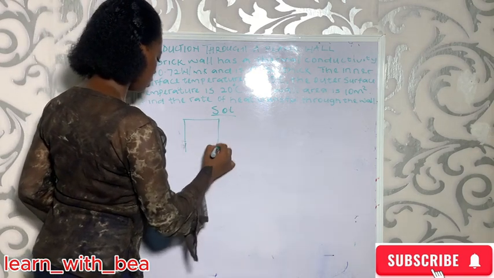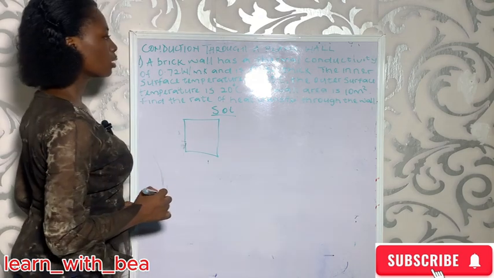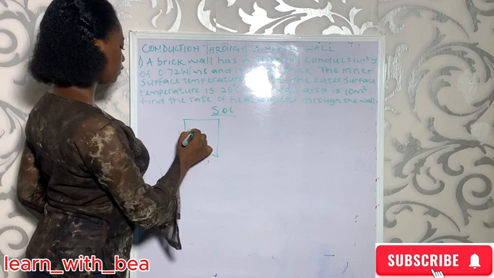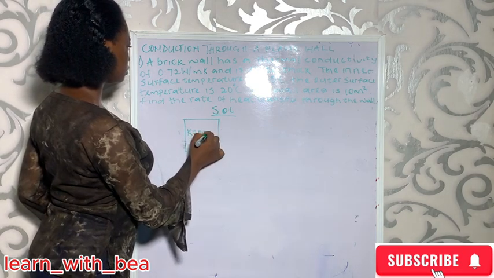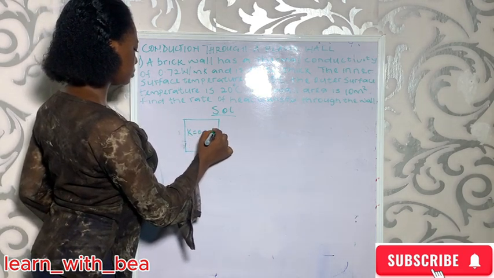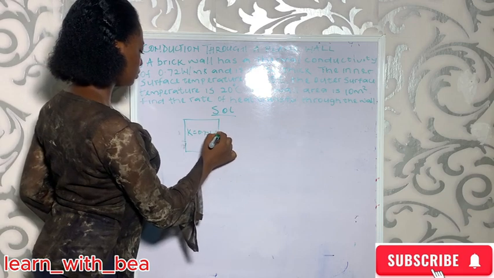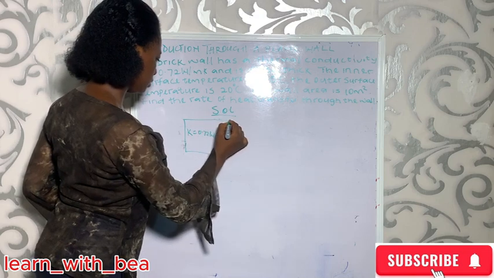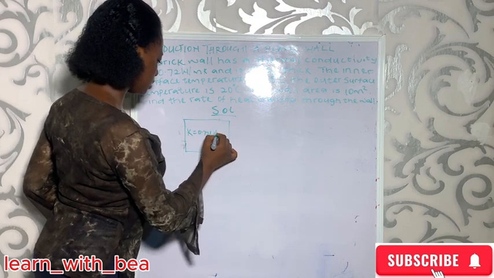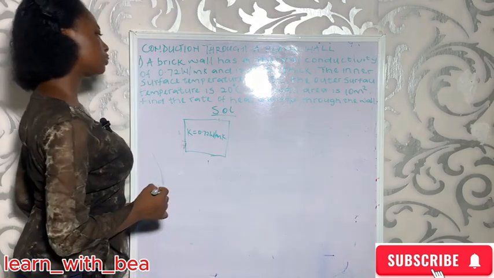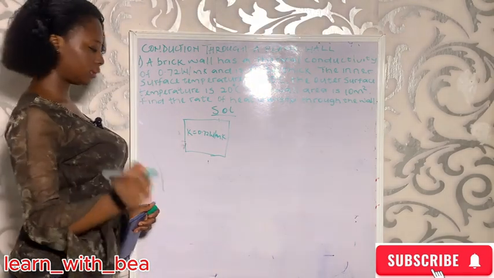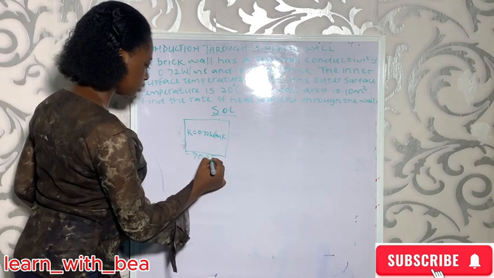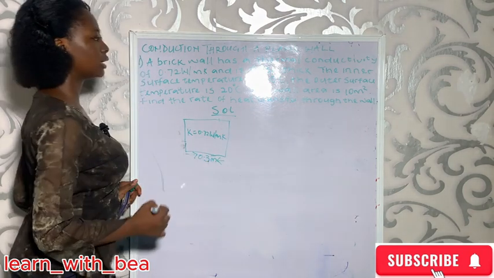So let's say this is our wall. It has a thermal conductivity. Let's write our K here of 0.72 watts per meter Kelvin. Let me increase the wall. So let's say this is our wall, and it's 0.3 meter thick. That is the thickness of the wall, 0.3 meter thick.